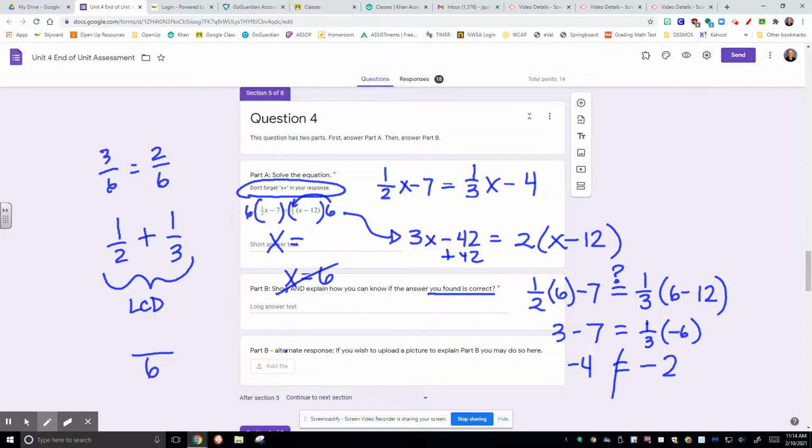My answer has to make both expressions true in order to be counted as the correct answer. Give it a try.